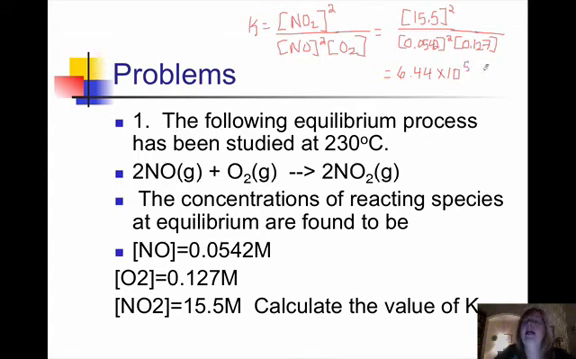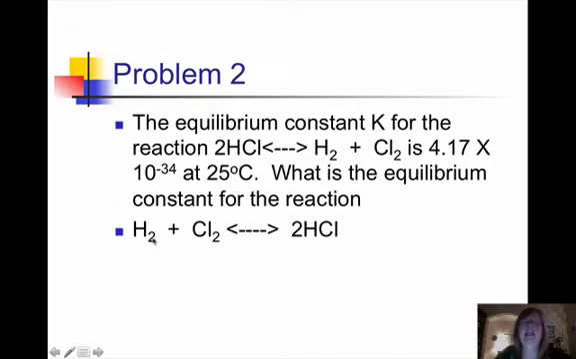Now that K is much greater than 1. That means that at equilibrium, we would say equilibrium lies to the right, meaning we've got a lot more NO2 at equilibrium than we have of the reactants. And that's what these numbers show as well. We've got 15.5 molar of NO2, and our reactant concentrations are very low. Okay, so that's how you calculate a K. Now, let's go on and try another problem.